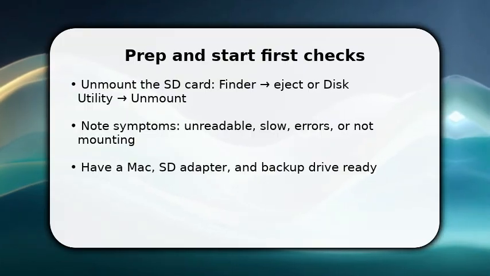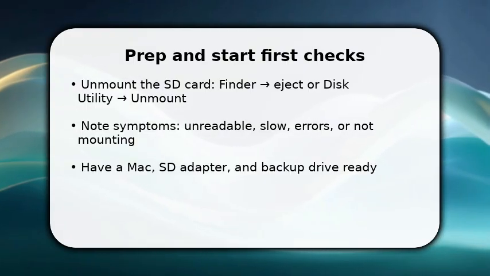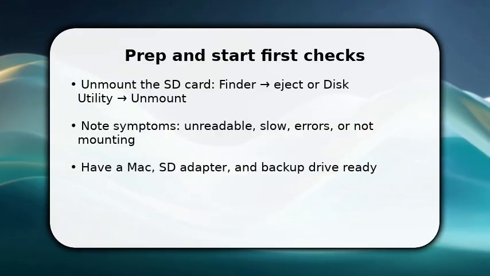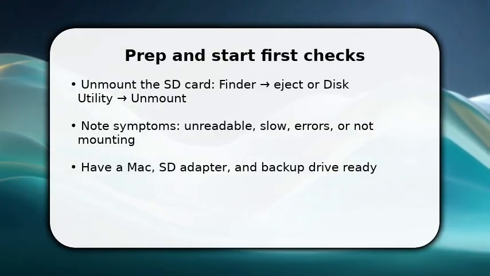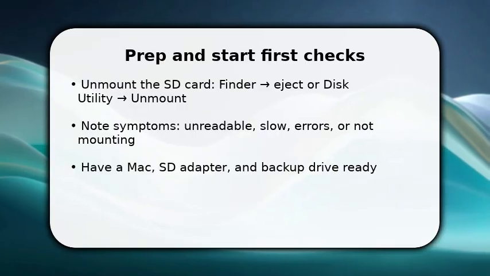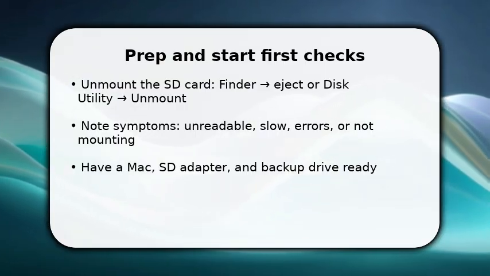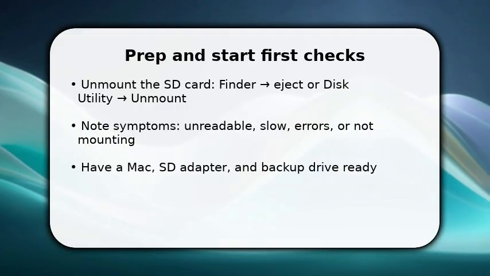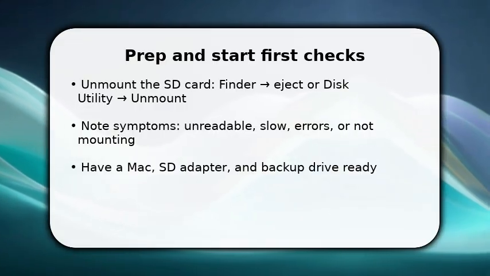Once done, open Disk Utility and select the card to inspect its reported size and partition map. This tells you whether the file system is corrupt or the card's controller is failing. Make sure to take quick photos of errors and note the exact error text for later steps.